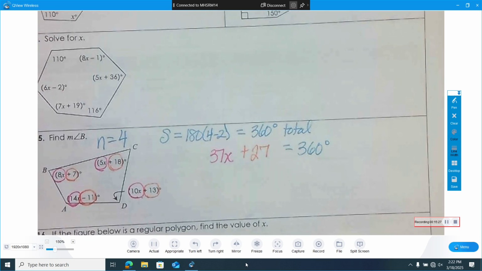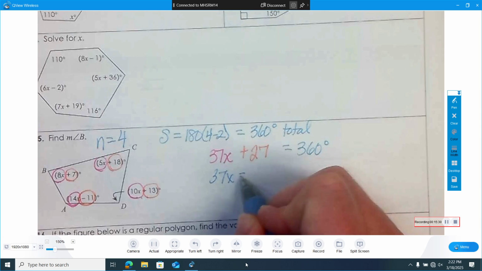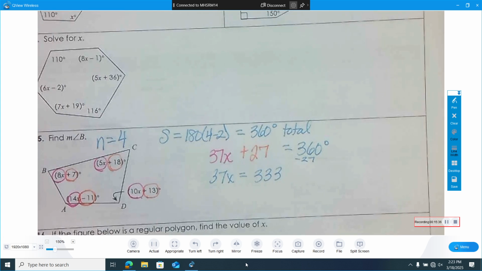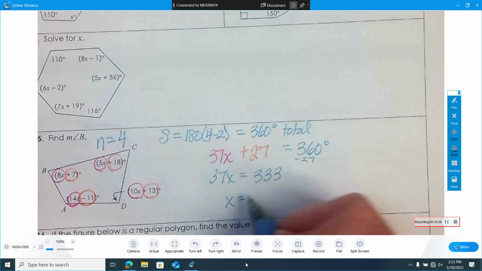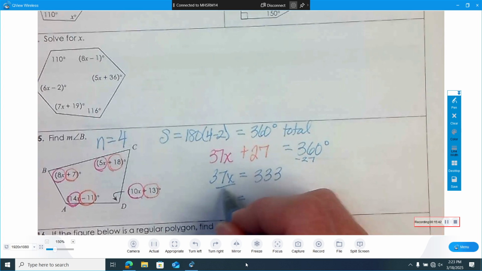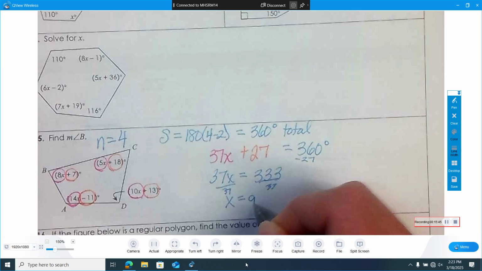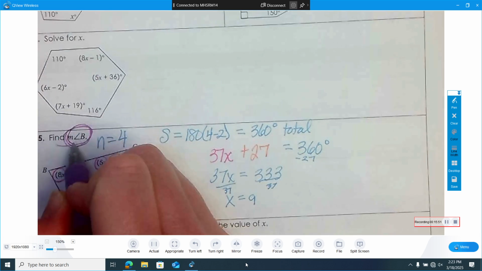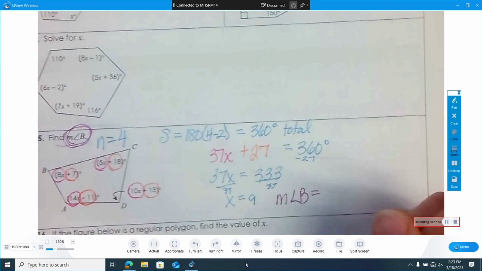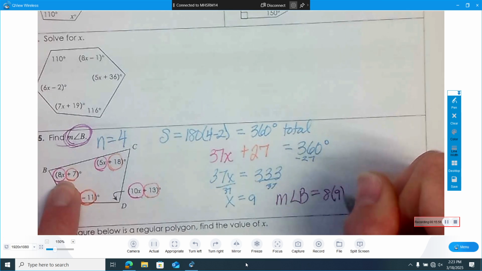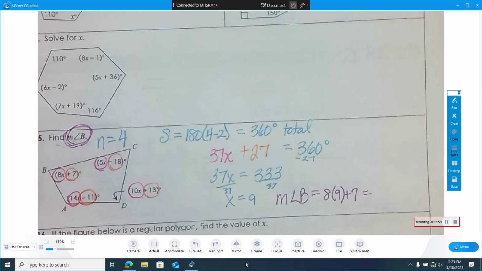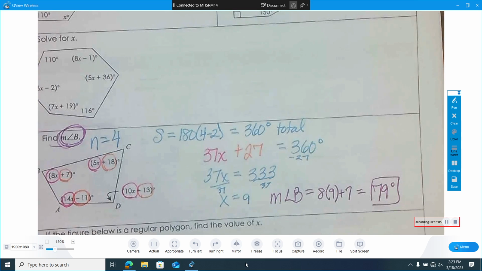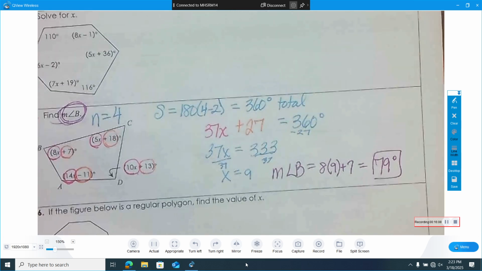Then what do we need to do to solve? Subtract 27. So we get 333. And then divide by 37. And we get 9. Are we done? No, we got to plug it in. So right now we need to find the measure of angle B. So the measure of angle B is right here. So we have 8 times 9, plus 7, which is 79 degrees. Okay, all right. Questions on that one?